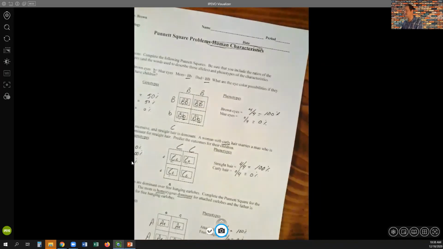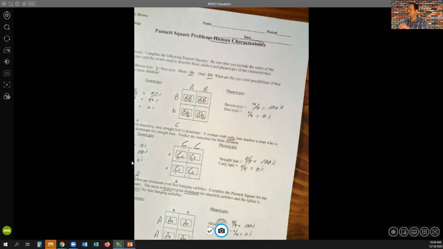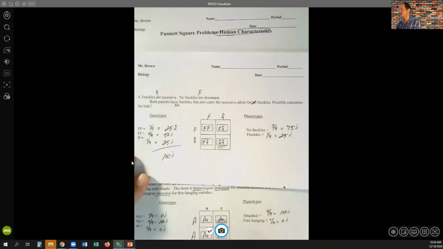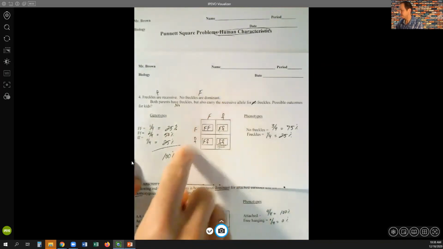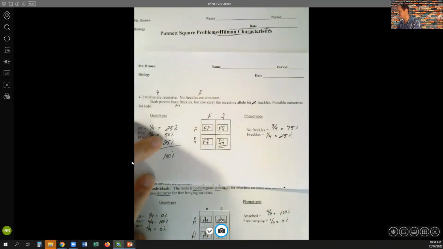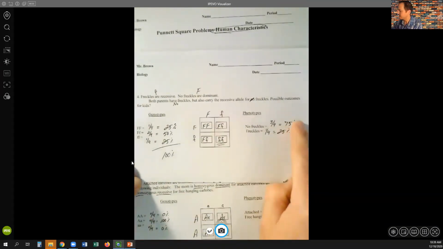And last but not least was problem number 4, and here are the answers for that. Okay, so you had two heterozygous parents, and there was a breakdown of 50, 25, 25, and over here 75% chance of no freckles and 25% chance of freckles.